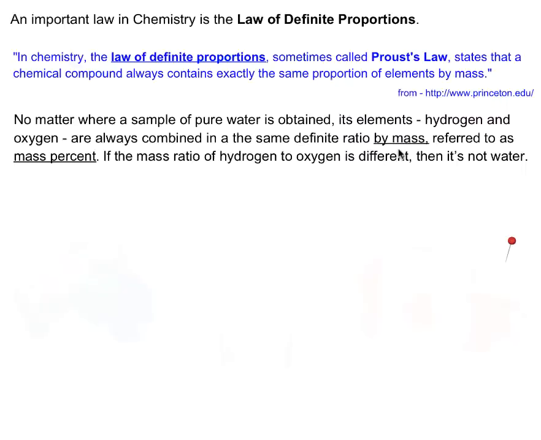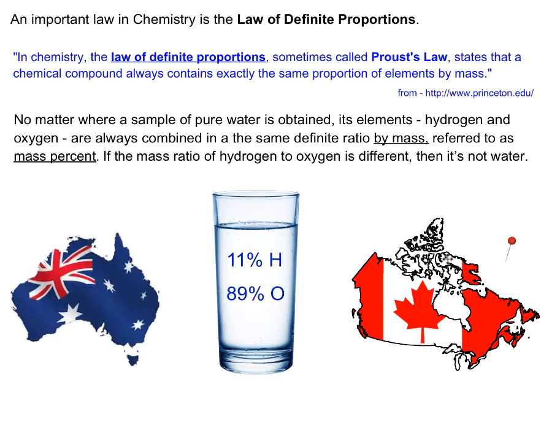So let's get started. First of all, there's an important law in chemistry known as the law of definite proportions, and this states that a chemical compound is always the same in terms of its proportion of elements by mass. So basically what that means is no matter what the compound is, no matter where you find it, be it here in Canada or in Australia or on the Moon or Mars for that matter, if the percent composition of hydrogen and oxygen is 11 and 89 respectively, it is water. And if it's not those percentages by mass, then it's not water.